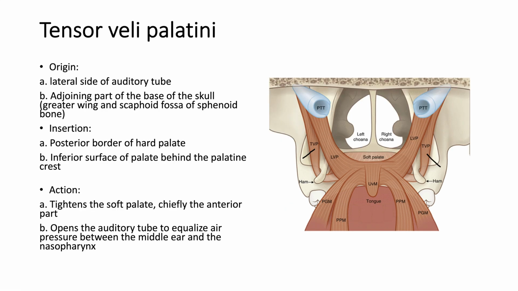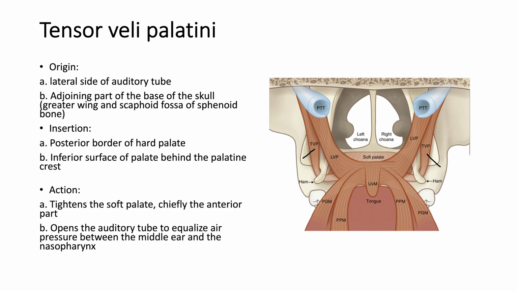Tensor veli palatini. This is the first muscle that I will be talking about. Its origin is at the lateral side of the auditory tube. This is the auditory tube in blue. And also its adjoining bone, which is mostly greater wing and scaphoid fossa of sphenoid bone. It inserts at the posterior border of the hard palate and inferior surface of palate behind the palatine crest.